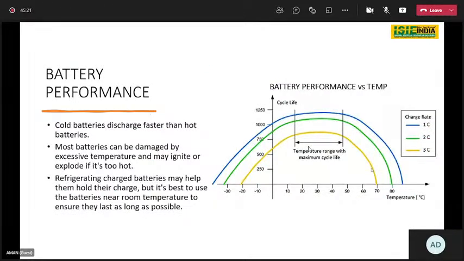So this is a particular graph, so we'll come to the graph. But before talking about this, I'll give you a basic idea about what this C rating is. C rating is like this. Suppose I have a battery pack of, let's say, 10 kilowatt battery.